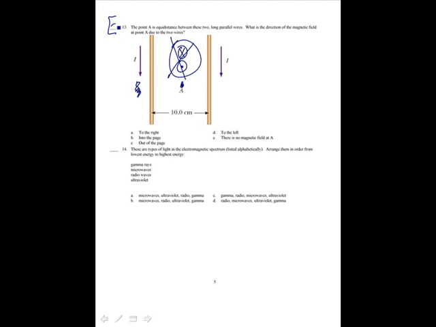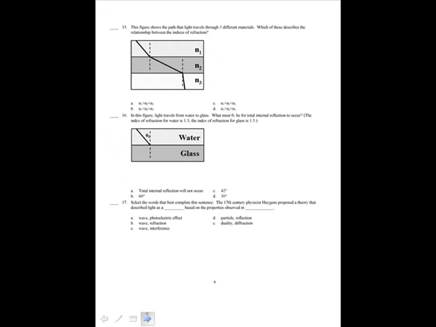These are the types of light in the electromagnetic spectrum. They're listed alphabetically, arranged in order. Alright, well, the lowest energy is radio, then microwaves, and then ultraviolet, and then gamma rays. So radio, microwaves, looks like D. Number 14 is D.